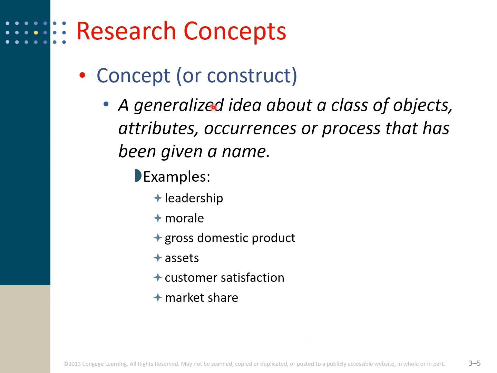So, what exactly is a research concept, or as it's also called, a construct? As the slide says, it's a generalized idea about a class of objects, attributes, occurrences, or a process that has been given a name. That's the textbook definition, but let's make it simpler. A concept is basically a label we put on a complex idea so we can talk about it, measure it, and study it.